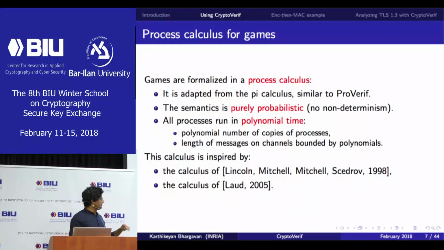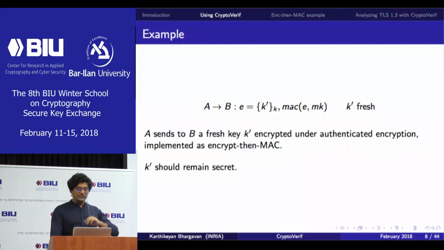The length of the messages on all the channels that you're sending are also going to be bounded, because if they're unbounded, then again we are in trouble. So it's going to be bounded by polynomials again. And it's sort of inspired by existing prior calculi, which were exactly meant for doing these kinds of proofs. Okay. So let's look at an example.